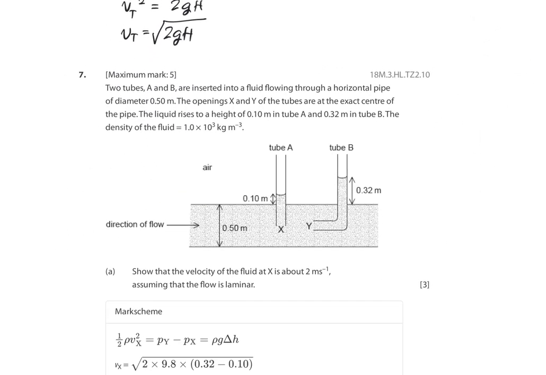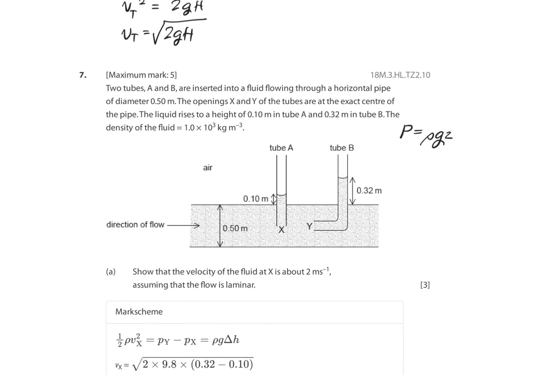Now let's look at 7, and we have another pitot tube. To do number 7, first we have to realize that one of the ways we can express pressure is ρgz. That's one of the reasons why in the Bernoulli expression we have pressure plus 1/2 ρv² plus ρgz is equal to a constant. You can only add those things together if they're the same.